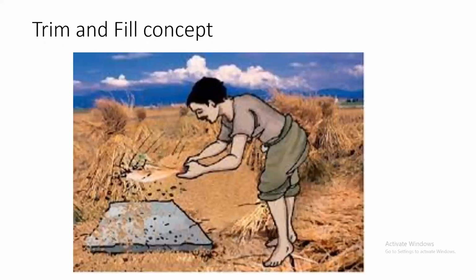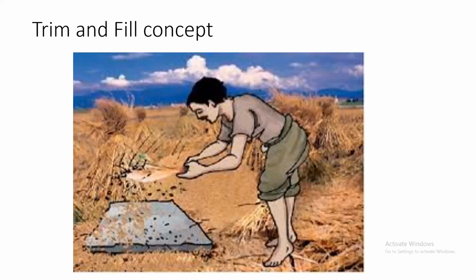Okay, now let me come to my second type of publication bias, which is called a trim and fill concept. So let me explain the concept in a very simple way, in an everyday example. Okay, so the grains that he's collecting become the research papers.